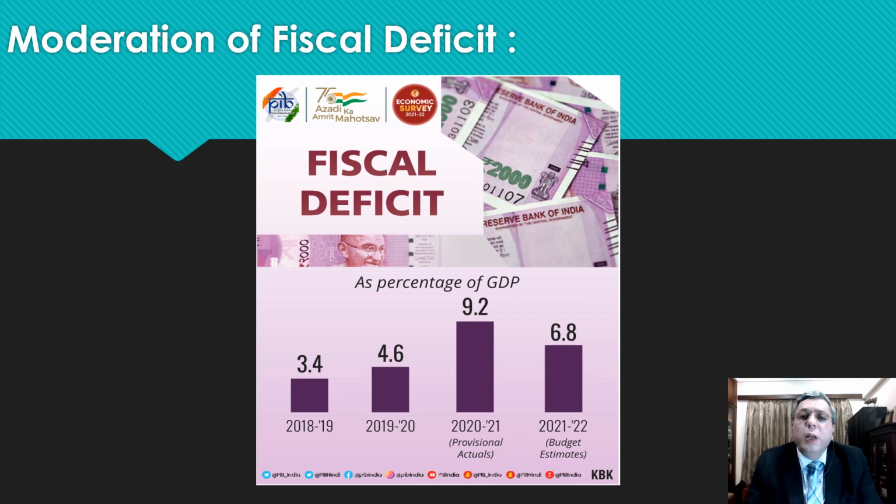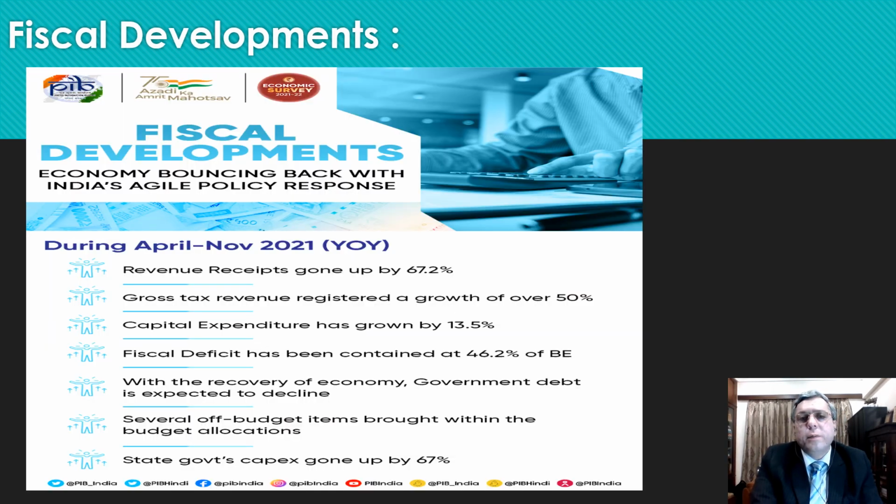What is commendable is in 2021-22 already there is some normalization to 6.8, and in the recent budget on February 1st, the finance minister has taken a target of 6.4, and the glide path is that over the next 3 years we will bring it down to 4.6%. So very good progress happening on the fiscal deficit front as well.